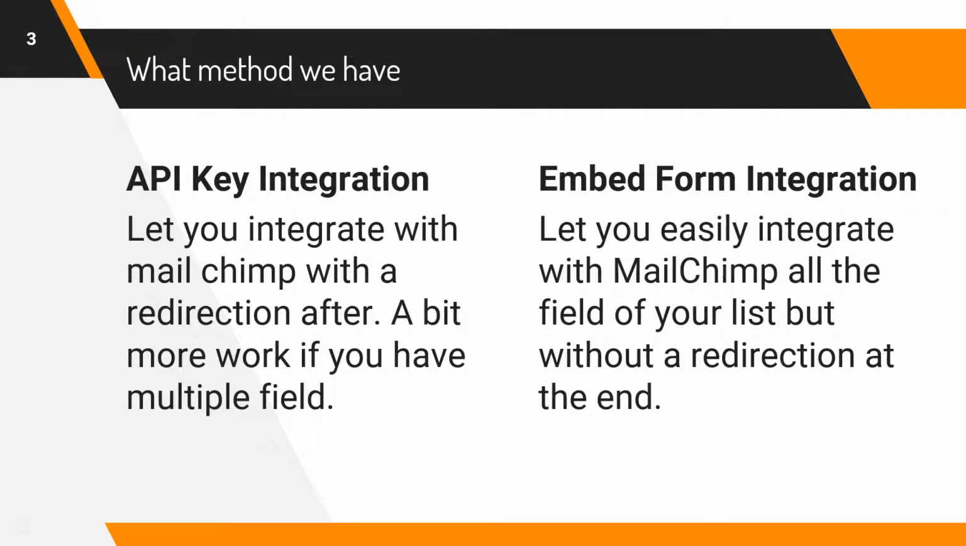We have two methods to integrate GrooveFunnel and MailChimp. The first one is the API key integration, and the second one is the embed form integration. The API key lets you integrate MailChimp with a redirection after. That could be useful in some scenarios, but it may be a bit more work if you have multiple fields, because you have to add the fields yourself. The second method is the embedded form integration. It lets you easily integrate all the fields that you have on the list with MailChimp, but without a redirection at the end, so you stay on the same page.